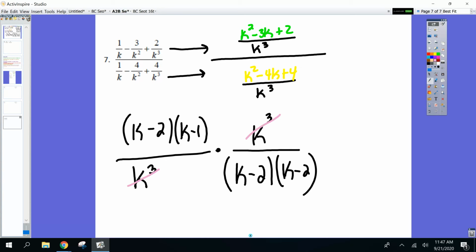K to the thirds can cancel. So can the k minus 2's. And the only thing you guys should be left with before we go to the next one: k minus 1 over k minus 2.